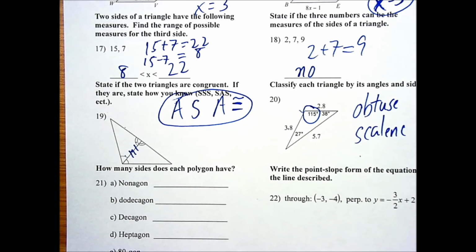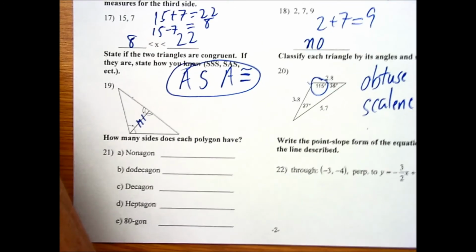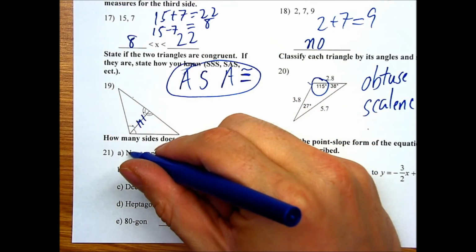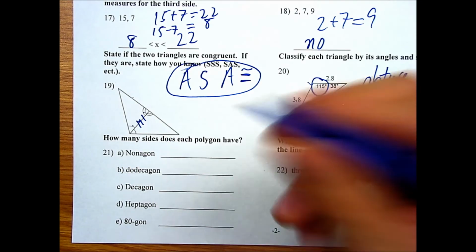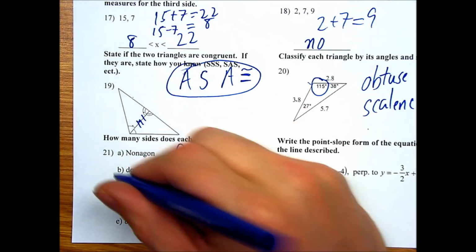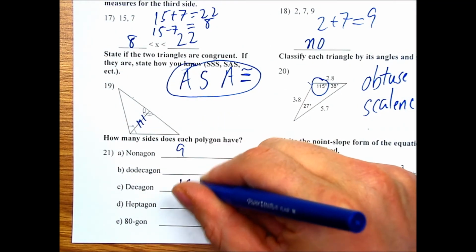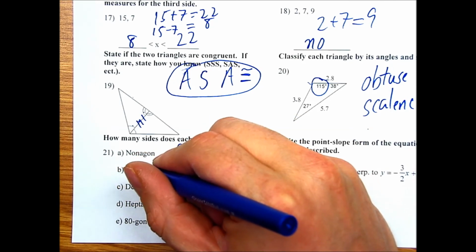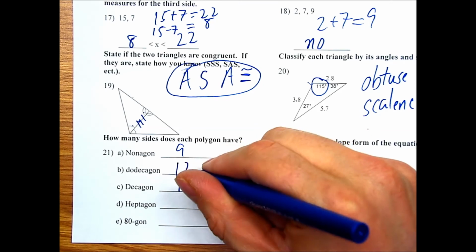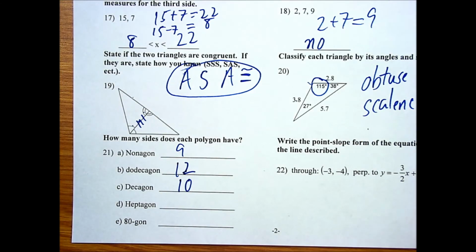All right, question 21. Nonagon. This is like the word nine, N-I-N-E. 9. 9 sides. Dodecagon. Deca is 10. Dodeca is like dos, Spanish dos, deca. 10 plus 2, 12. All right, hepta versus hexa. Hepta is 7, hexa is 6.